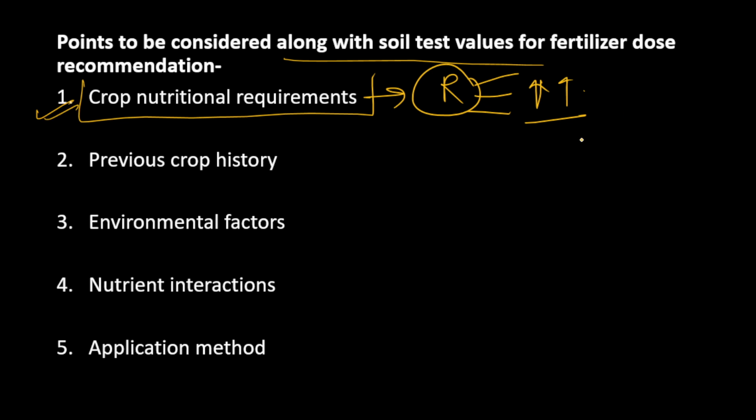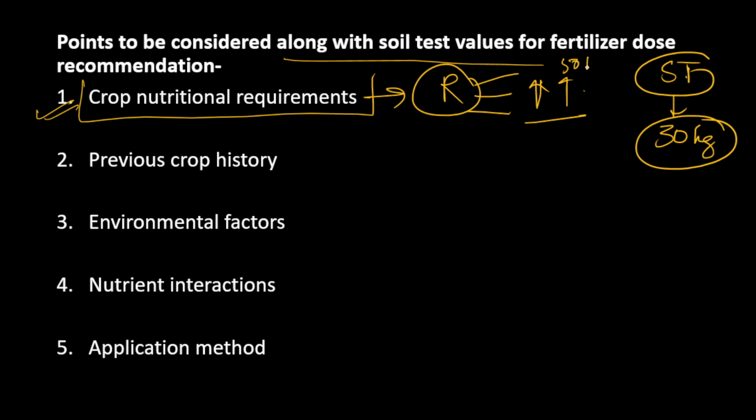Suppose we have tested for soil fertility, soil tests have been done, and we see that around 30 kg of nitrogen will be provided by the soil. But we know the crop nutritional requirement of rice, that rice needs 50 kg of nitrogen. So what we will do is add 20 kg of nitrogen. So our dosing is that we have to add 20 kg of nitrogen.